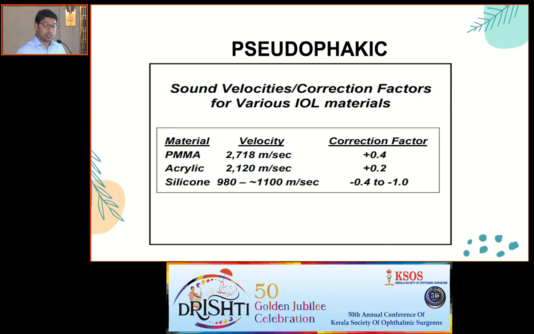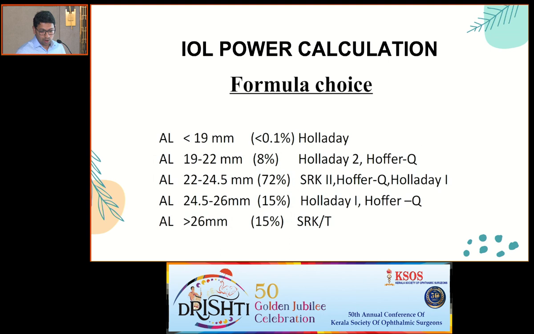In pseudophakics, you have to check the IOLs, because the velocity in different IOLs varies. If you are comparing the eye in a pseudophakic patient, you have to carefully select the type of IOL used in the calculation.